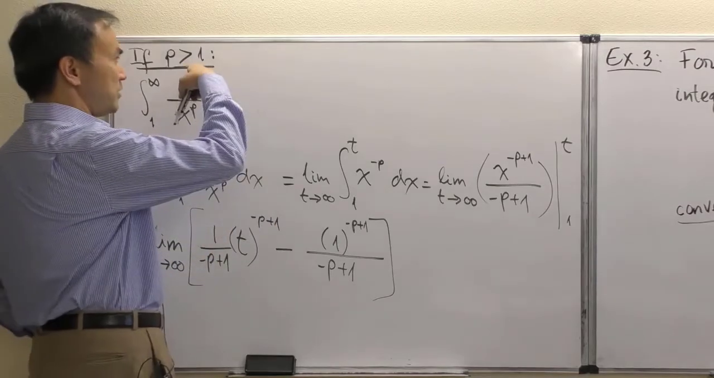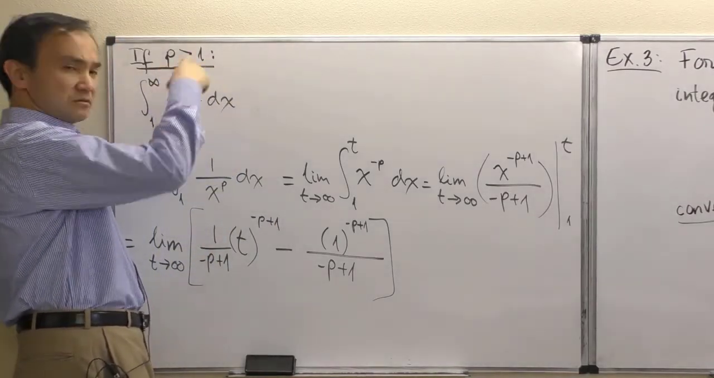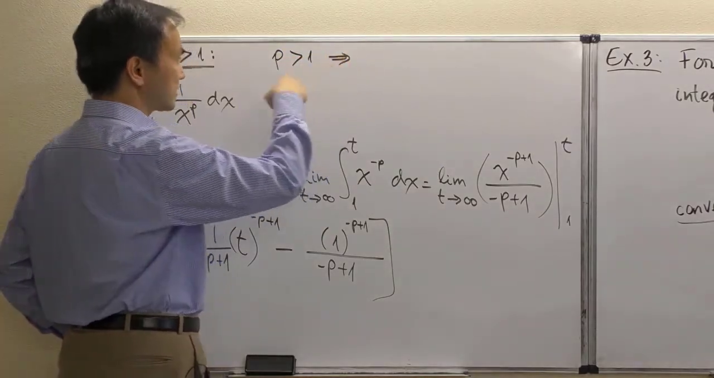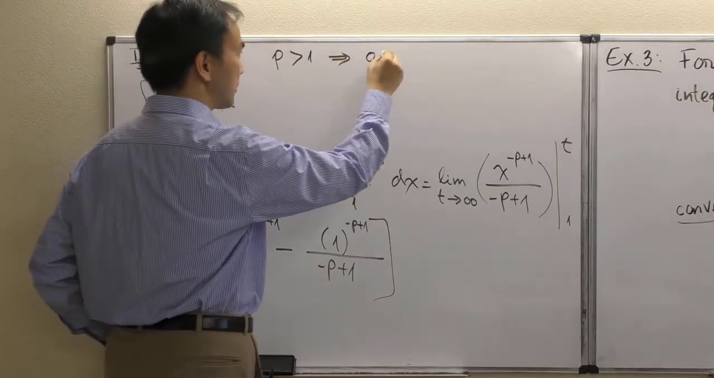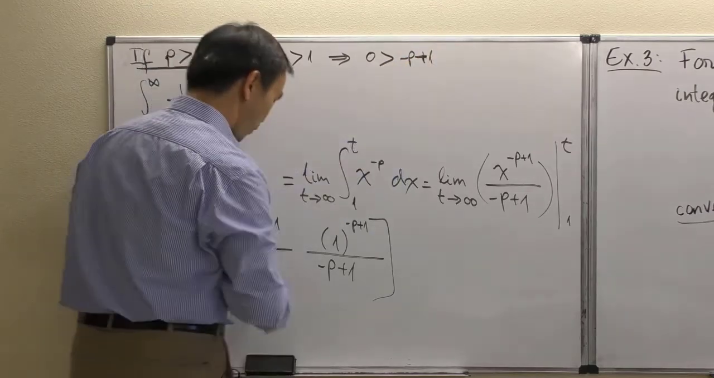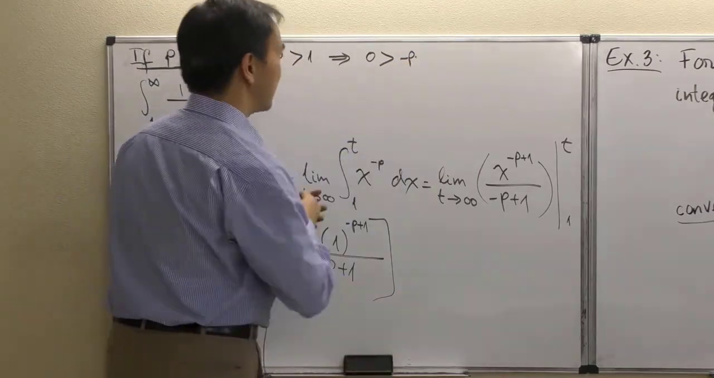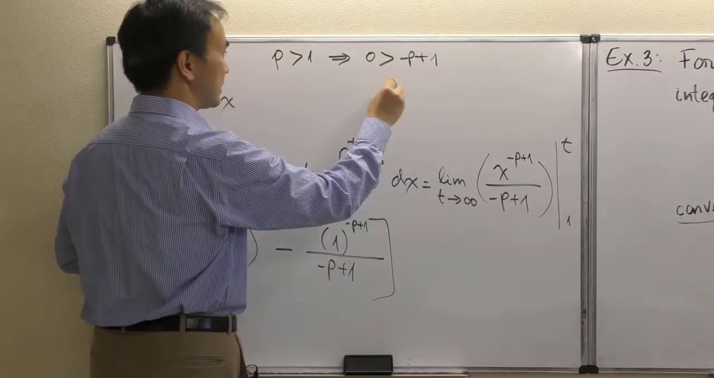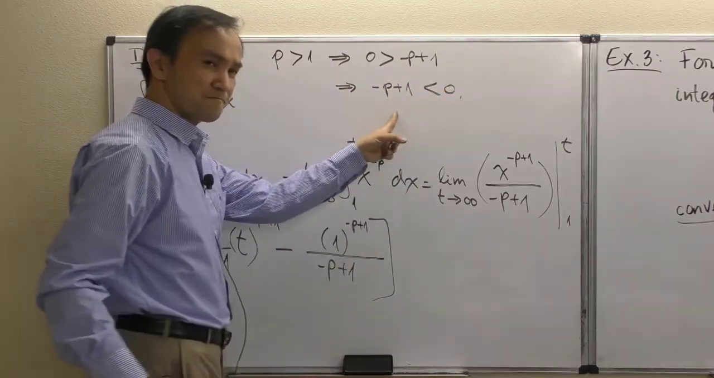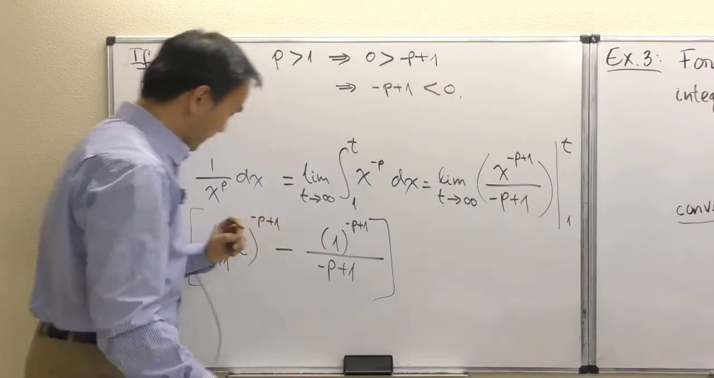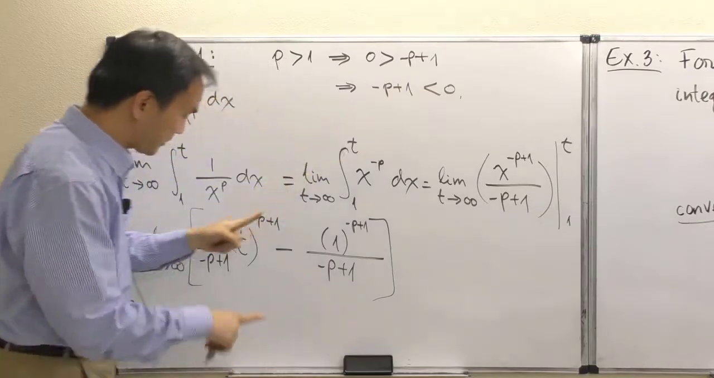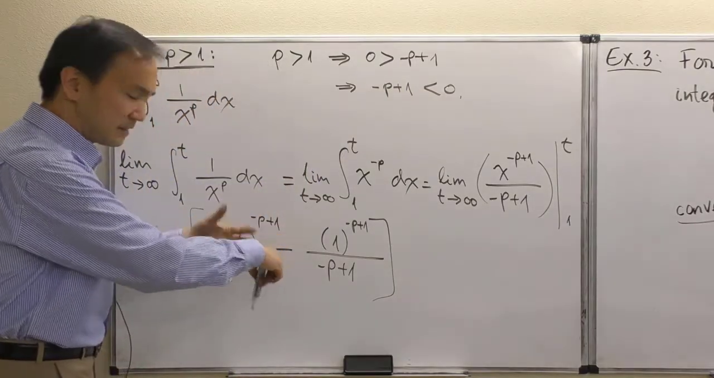We know that we're currently considering the case where p is greater than 1. So p is greater than 1 means, logically the same, that we can subtract p from both sides, leaving 0 greater than minus p plus 1. Writing 0 greater than minus p plus 1 is the same as saying that minus p plus 1 is less than 0, a negative value. There's a reason why I mentioned this. Minus p plus 1 is a negative value, which means this power, minus p plus 1, is a negative power.